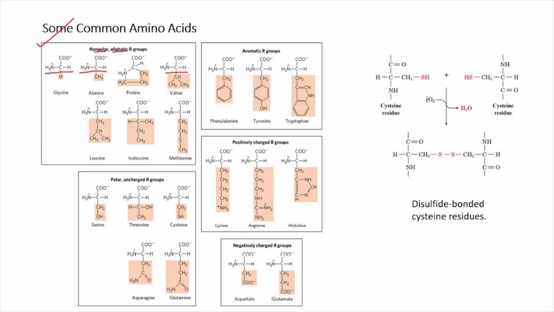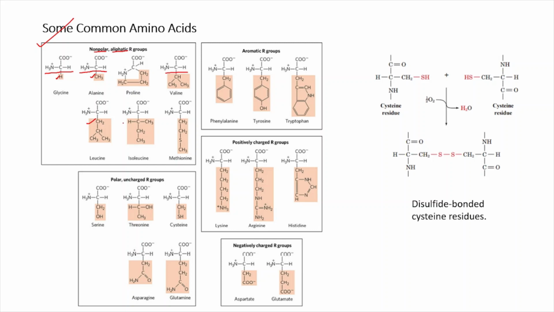For example, in glycine, the R group is a hydrogen atom. In alanine, the R group is a methyl group. In proline, the R group is a complex cyclic group. In valine, the R group is an isopropyl group. Like that, we have leucine, which has an isobutyl group.